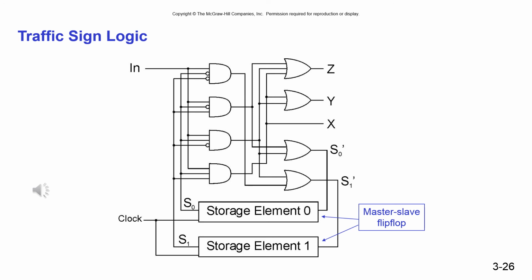So here we have implementation of the traffic sign logic. You see the inputs C, Z, Y, and X, and S0 and S1 fed back into the storage element to isolate the next state from the current state. Take a minute, pause this, and review this and walk yourself through. If you want the truth table, print the truth table on the previous slide and just walk through so you can see how this works.